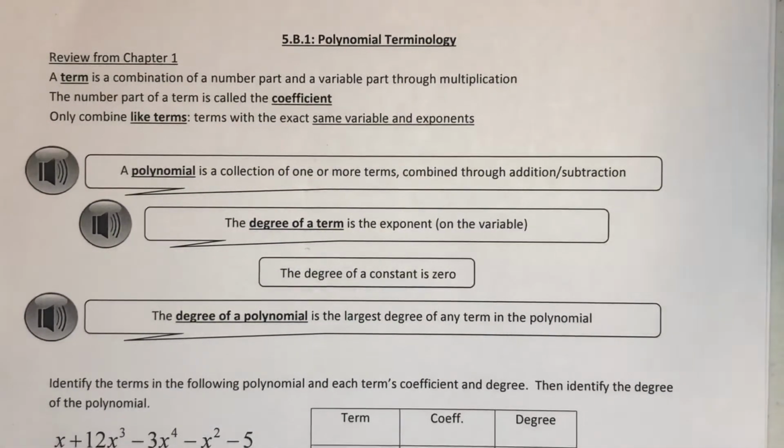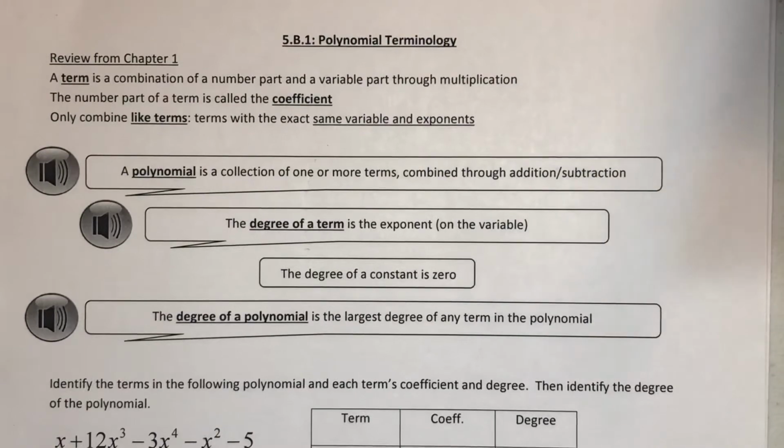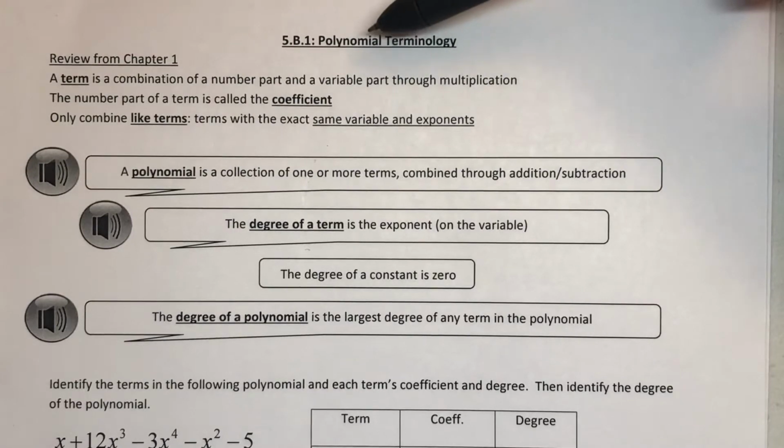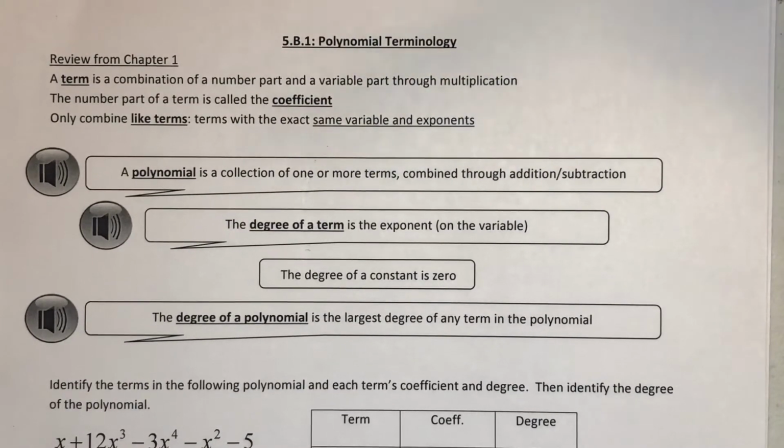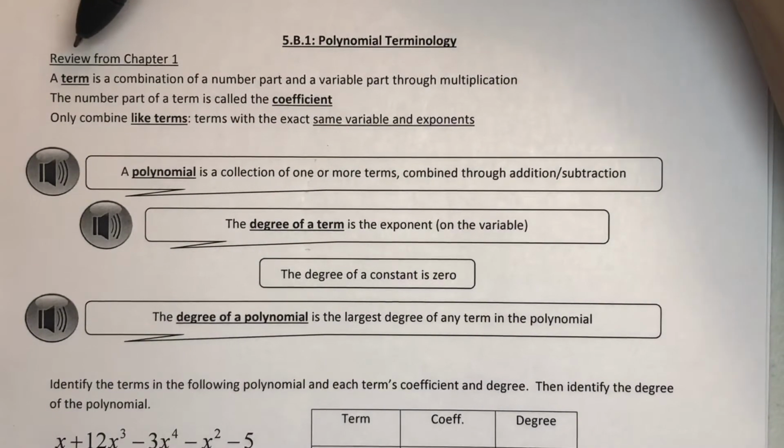So in 5.B.1, we jump into the type of thing we'll be dealing with here, technically for the rest of the semester. We define this word polynomial eventually, and that's going to be a word you'll hear over and over again in Chapter 5 and Chapter 6. It says here some review of terminology.